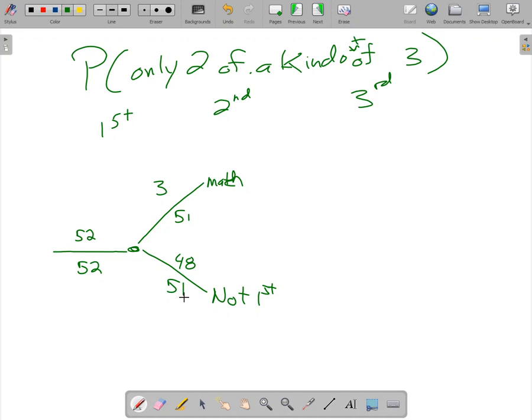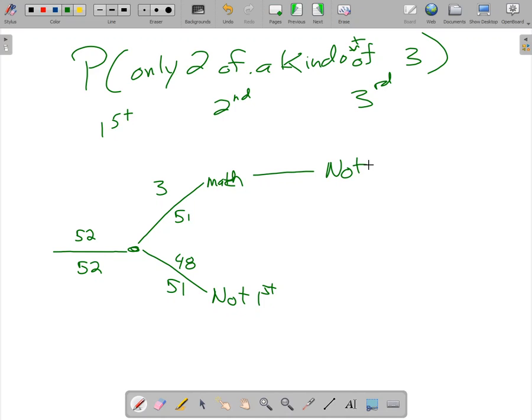Now, I want only 2 of a kind. So if I happen to have a match on my second card, for my next card, do I want it to match or not? I do not want it to match.